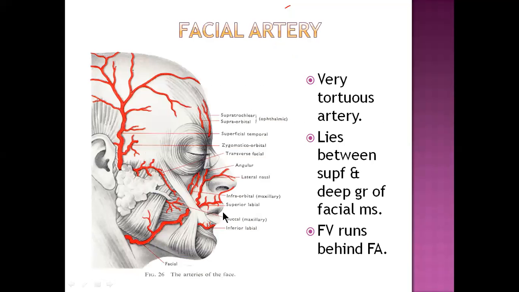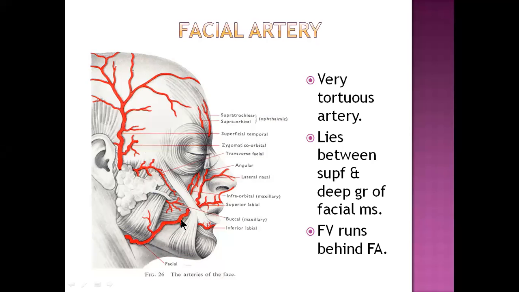Now, the facial artery. I told you there is huge anastomosis in the face region. So when there is a cut in the face, there is profuse bleeding, particularly the boys when they shave their beard. There is profuse bleeding because there is anastomosis from both the right and left side. Okay.